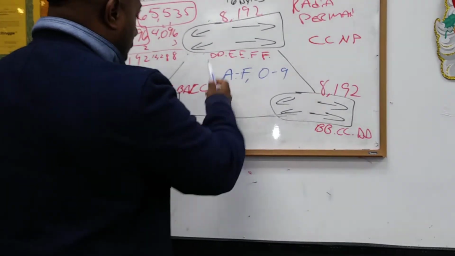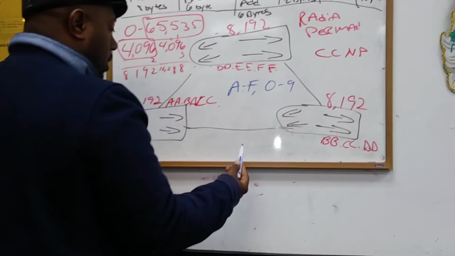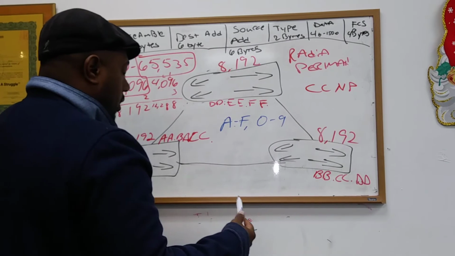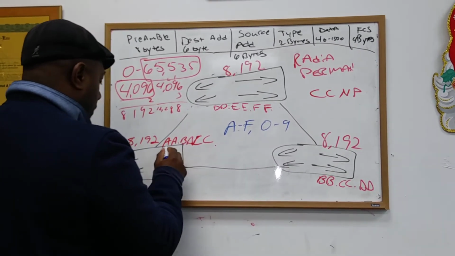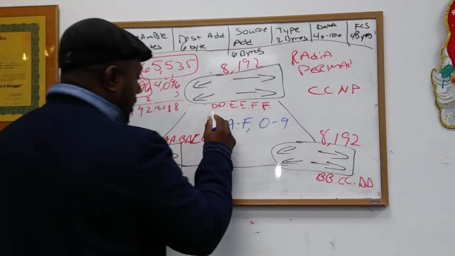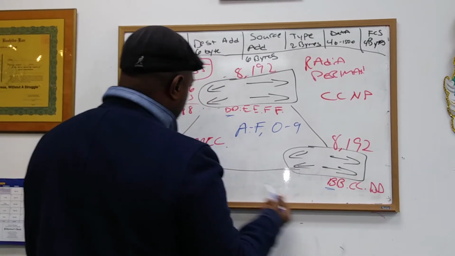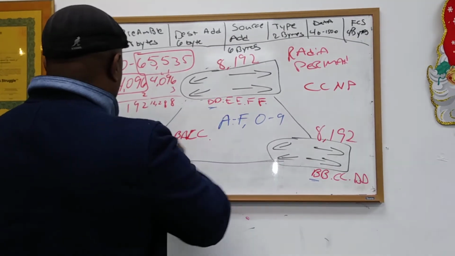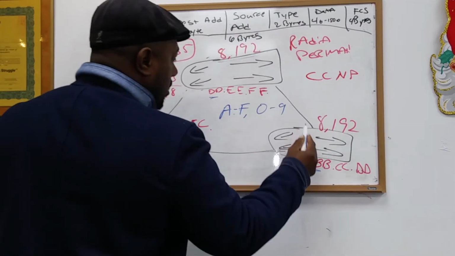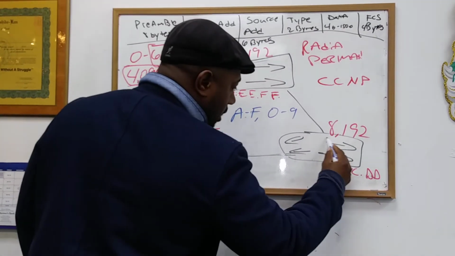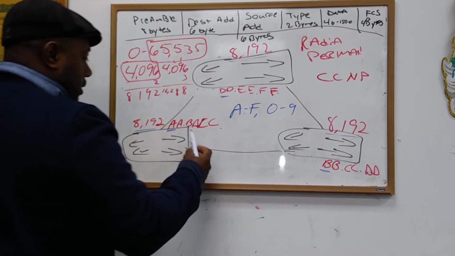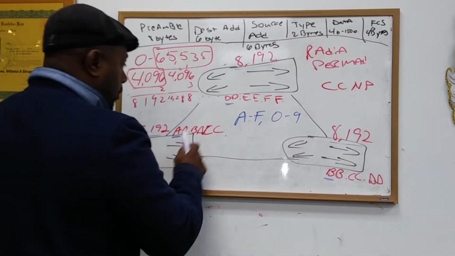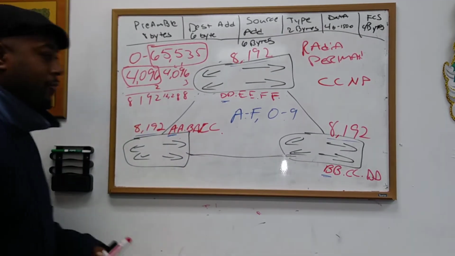So if you line all these up, the lowest MAC address would be this one right here, because A is lower than D, and it's lower than B. So this would be the switch if all the priorities were tied. You would look at the MAC address, and the lowest from A to F and 0 to 9, so it would be A. I hope you're able to follow me to an extent.